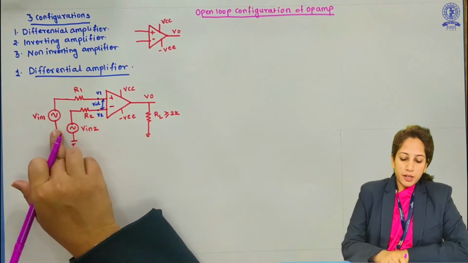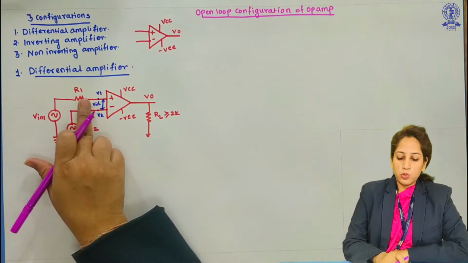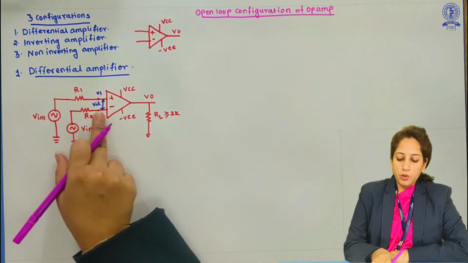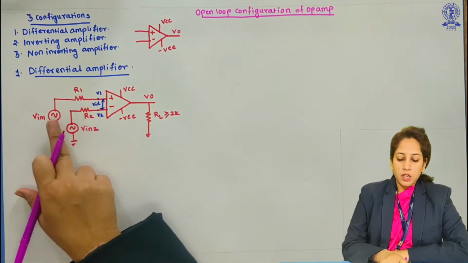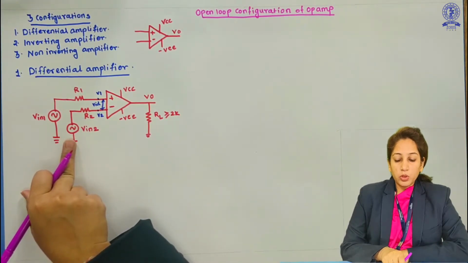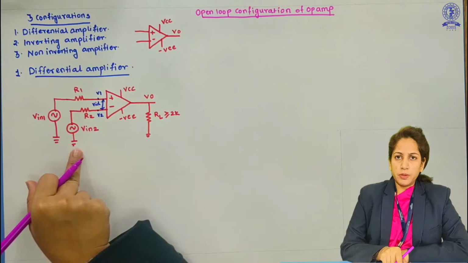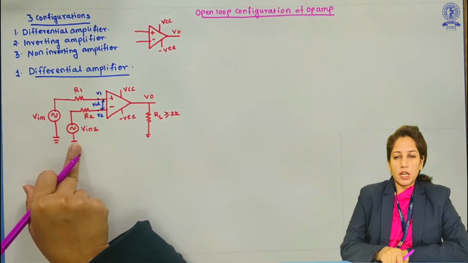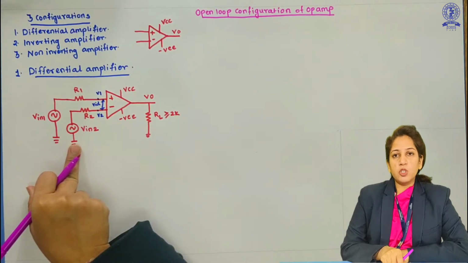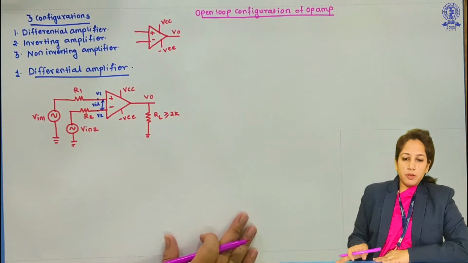Suppose I have applied Vin1 through R1, an AC source, to this branch, and Vin2, an AC source, to the other branch. Consider that both are AC and both have the same frequencies. This is the only criterion. No matter whatever the voltages may be, if we are providing AC voltage, then the frequencies applied to both terminals should be equal.